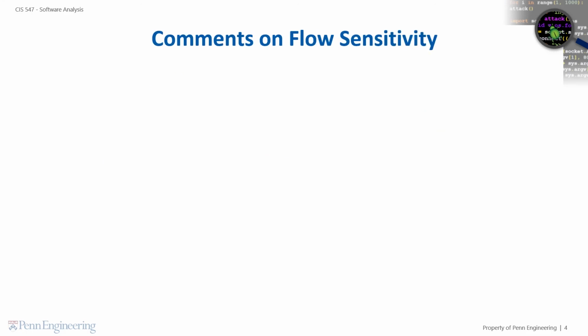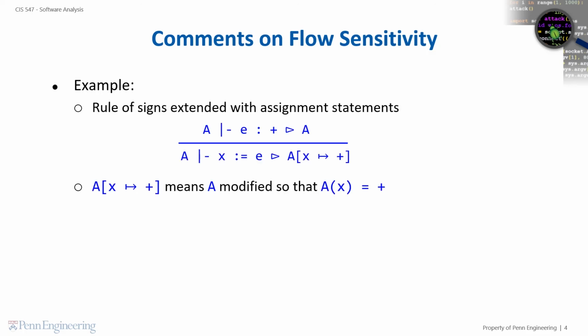The environments shown previously in flow-sensitive analysis were fairly abstract. Let's look at a more concrete example by extending our rule of signs system with assignment statements. We add the following inference rule schema. Under environment A, if it is provable that E has value plus and results in environment A, then under environment A, it is provable that X assigned the expression E results in the environment A modified so that A maps X to the value plus.